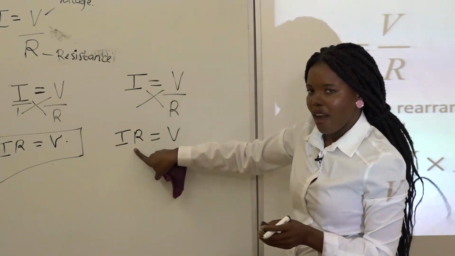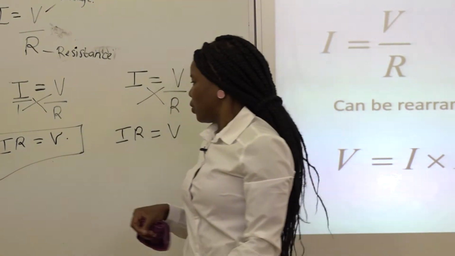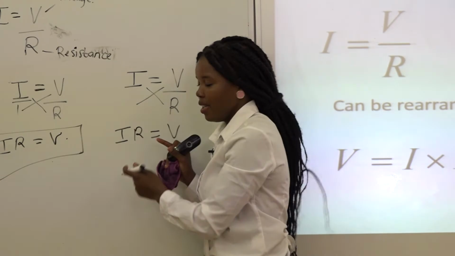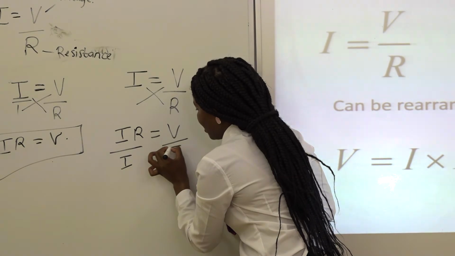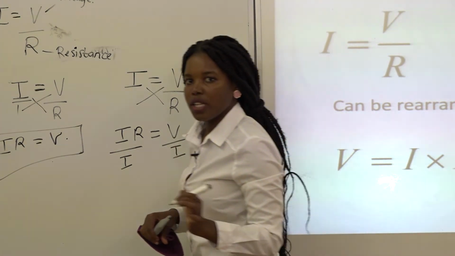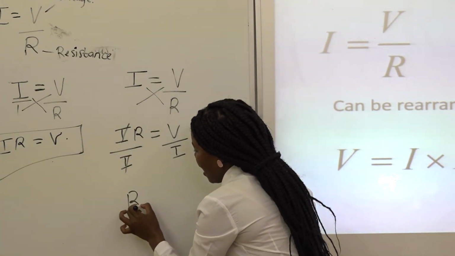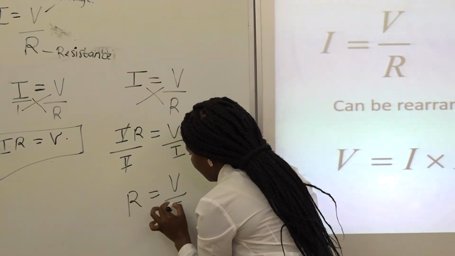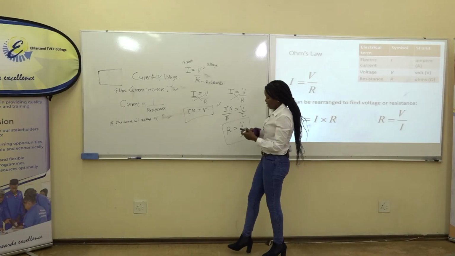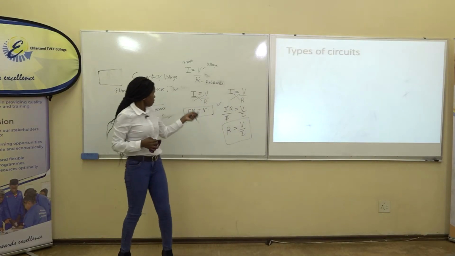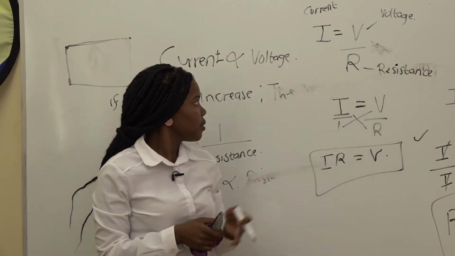But remember, you are looking for R, or you want to make R the subject of the formula. Therefore, what do you do? Since it's I times R, it gives you the allowance to divide by I. But you know that what you do on the left-hand side, you must also do on the right-hand side. Therefore, this I will cancel the I, and we'll be left with R is equal to voltage all over I. Voltage all over I. So now we can see that we are able to make any the subject of the formula, it's possible.